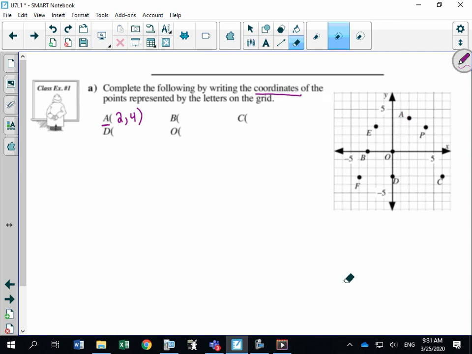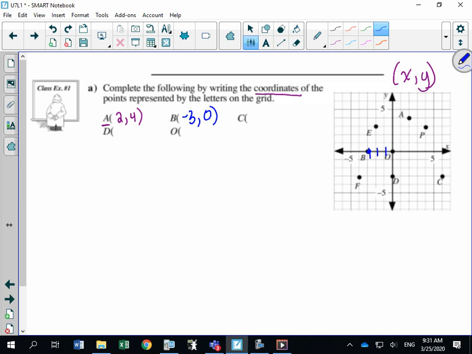For letter B, okay, so remember, it's always x comma y. So I always do my x first, and you start at 0. So negative 1, negative 2, negative 3. And then my y, I didn't move up or down. I'm right on the x-axis. So my y coordinate is 0.